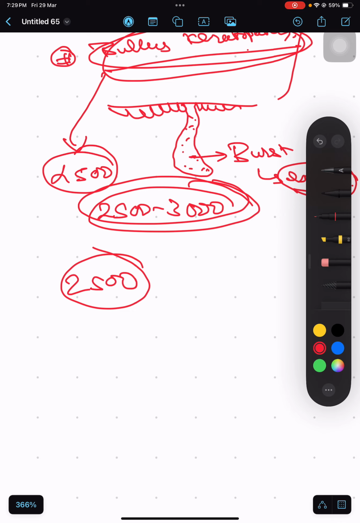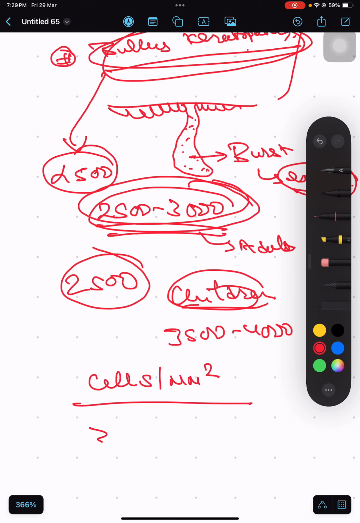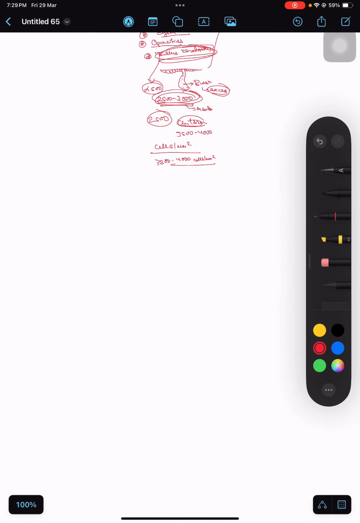So if we say the exact number, this 2500 to 3000 is present in adults, and in children it's much more. It's 3500 to 4000 cells per millimeter square. Now, the very important things that I will be discussing in this session are keratoplasty and different corneal dystrophies, degenerations, and all these things.